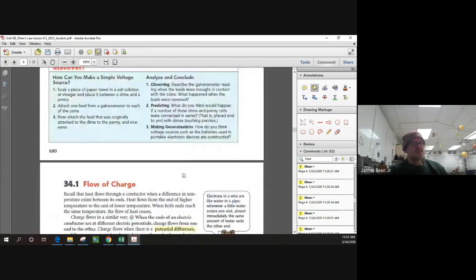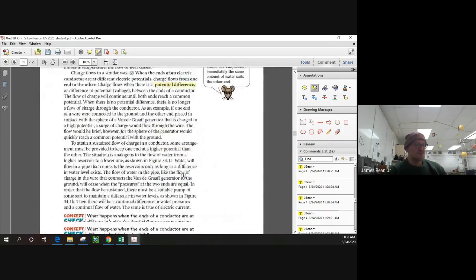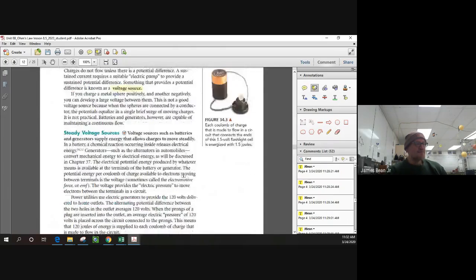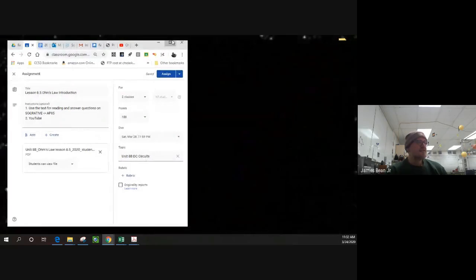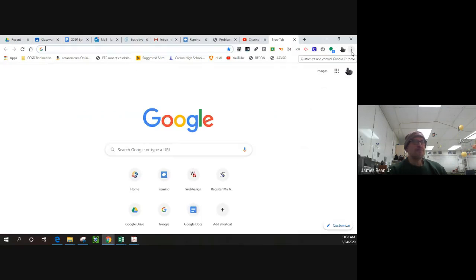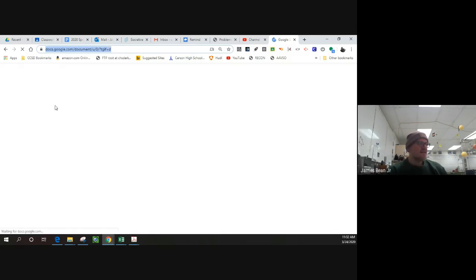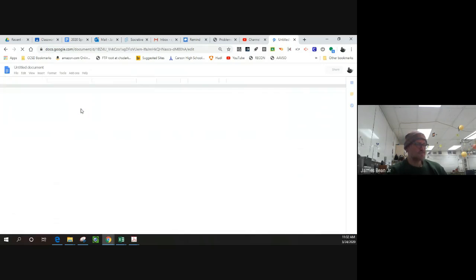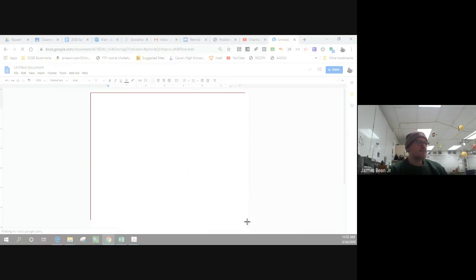Here's some more stuff on electric current, but I wanted to talk a little bit about voltage, or potential difference. Let me go through here, electric current, okay, voltage. Let me find a blank spot here. Let me open up a new window and a new doc, because I just want to give you a quick description of voltage.